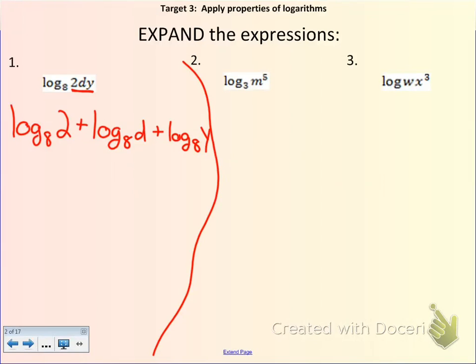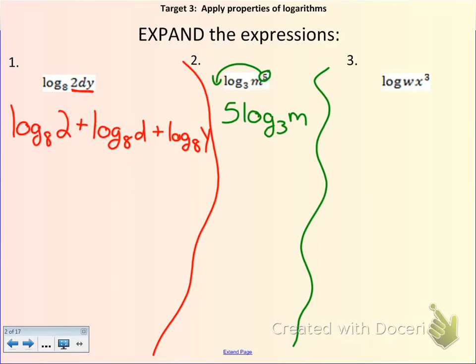Second one is log base 3 of m to the 5th. Now remember, whenever we have an exponent with a logarithm, that gets brought out to the front. So this becomes 5 log base 3 of m.